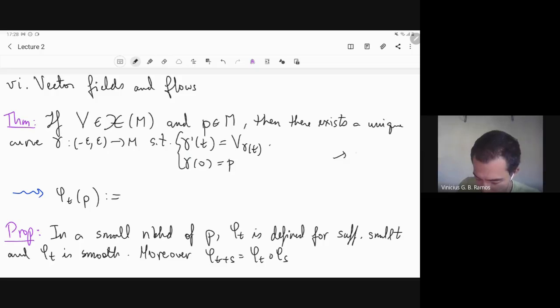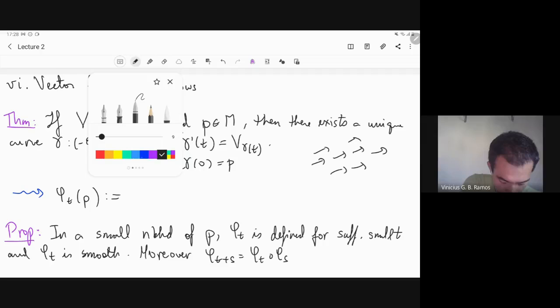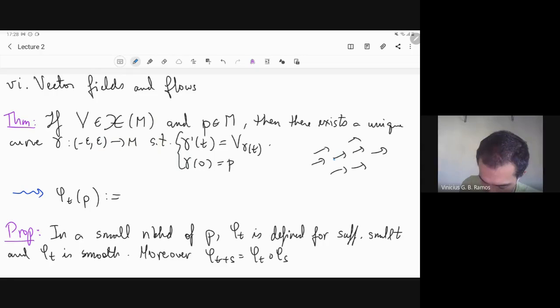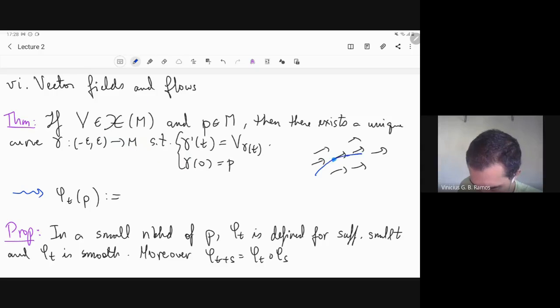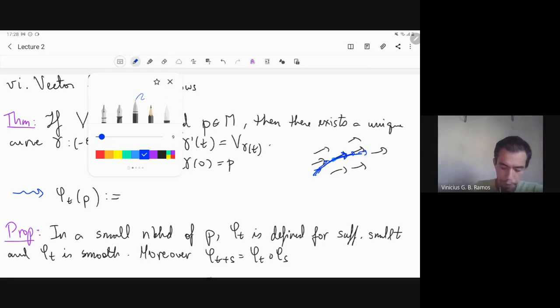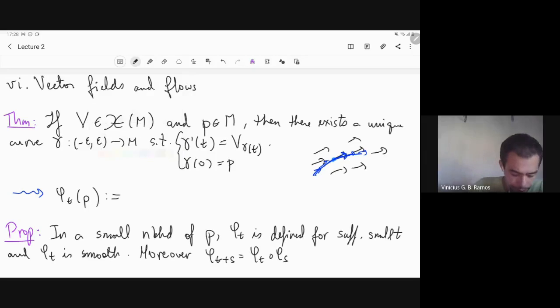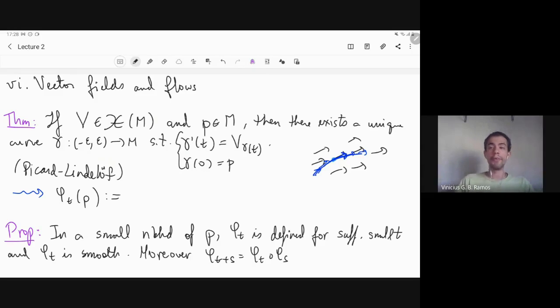Okay, so if I have a vector field and I pick a point, there always exists a unique curve that goes through that point where the vector field is always tangent to this curve. Okay? So this is the Picard-Lindelöf theorem. And I'm always assuming the vector field is smooth. So in particular, it's locally Lipschitz. So that's why we have the uniqueness too.